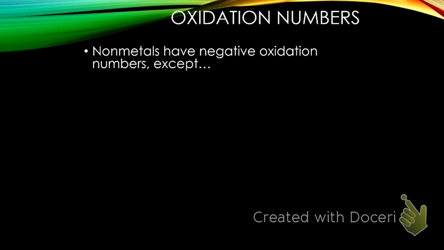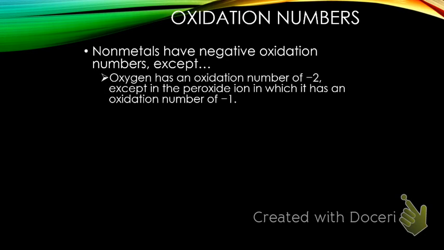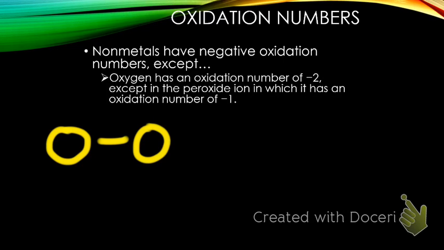So what happens though in other examples? Nonmetals have negative oxidation numbers unless, these exceptions are oxygen. Oxygen will always be -2 oxidation number unless it's part of peroxide. So what is peroxide? Peroxide is when you have two oxygens that are bound to each other. And whenever that happens, then they're going to be -1.